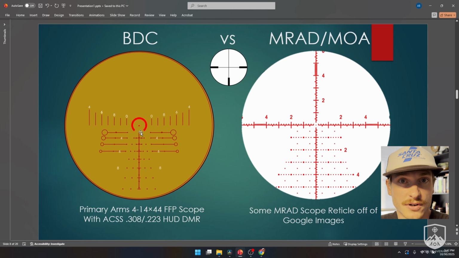I'm going to try it at 300 yards, and I'll progressively get further and further each video. So this is the actual reticle that I use. It's a Primary Arms 4-14 by 44, long name, FFP scope with ACSS 308/223 HUD DMR. Yeah, a lot of words there. Something interesting about this scope though is that the bullet trajectories for 308 are very similar to 223, so it actually works for both, which is very handy. So I could put the scope on my 308, or I could put it on an AR-15, and once it's sighted in, all of these pre-made measurements are going to work for those calibers pretty well.